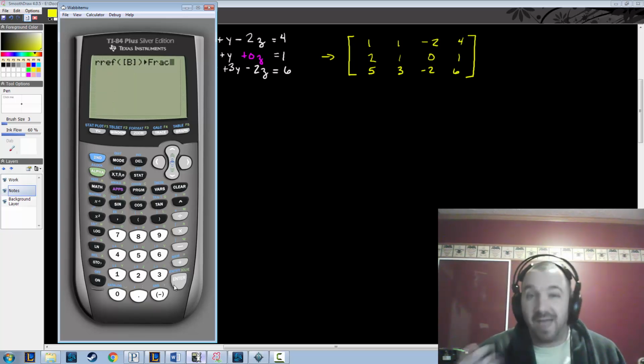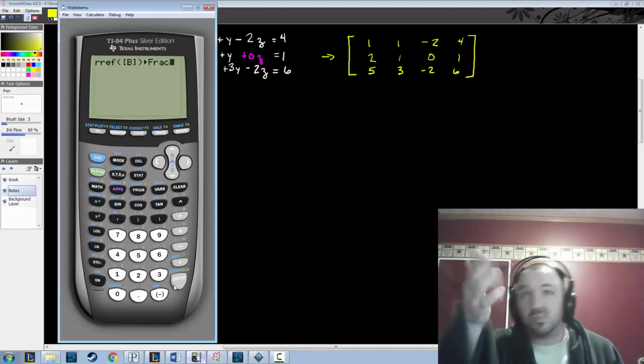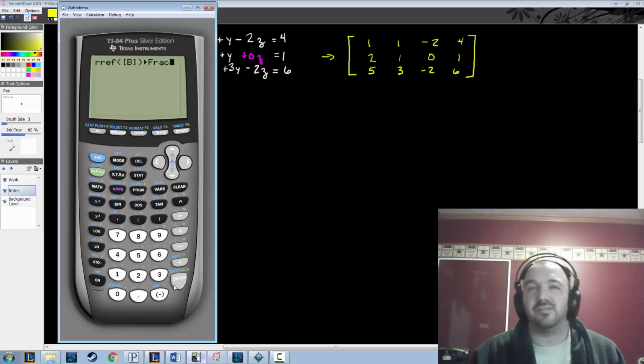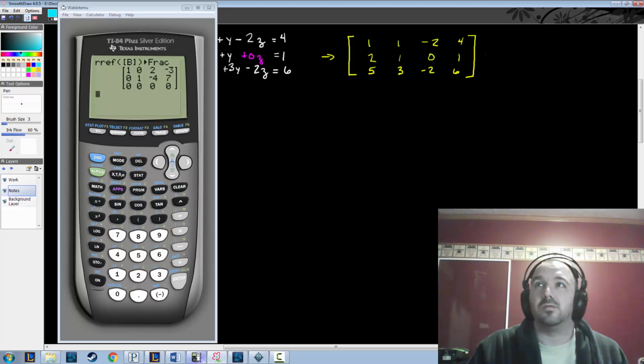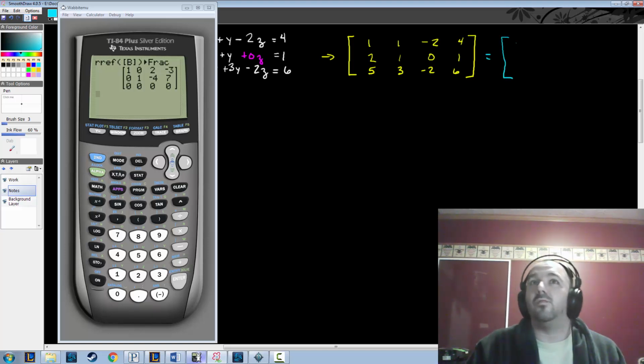What this does is if you have a fractional answer, you have decimals in your answer matrix, this will change it to fractions automatically so that you never have to see the decimals. You press enter. And this is our answer matrix. So we're just going to put this down. So we have 1, 0, 2, negative 3, 0, 1, negative 4, and 7, 0, 0, 0, 0.